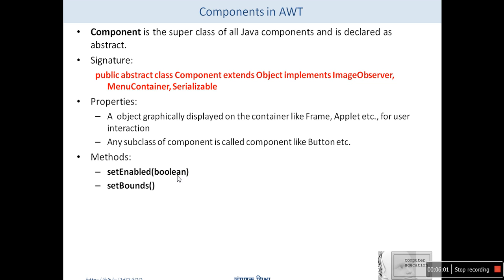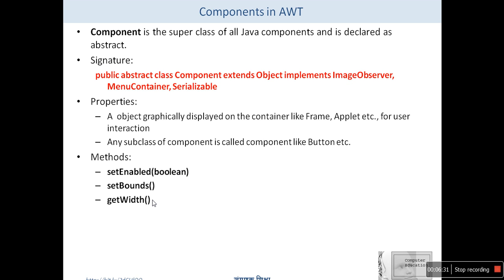Second is setBounds. setBounds is used to set the position of the component on the container. However, this setBounds method is not used so much, because generally we use a layout manager to display the component on the container. If you want manual coordinates, then we can set them using the setBounds method.